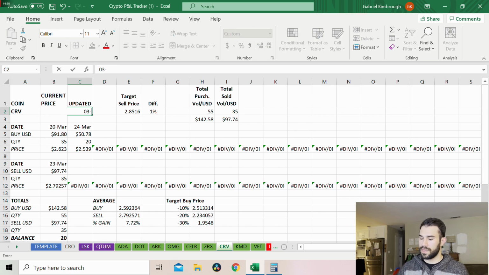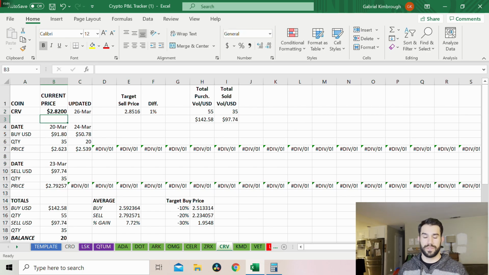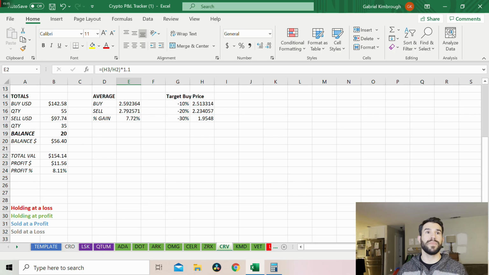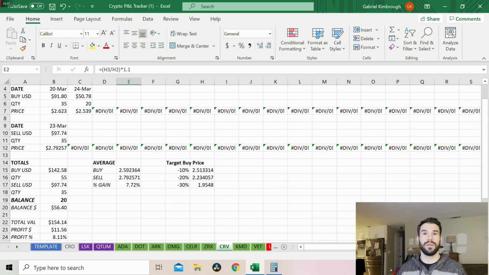2.82. Update that today. So as of now, my target sell price, this is sort of the minimum if I'm going to sell it, is at 2.85. So I'm off of that by 1%. So if it goes up by 1%, then I'll be in that range where I would feel okay selling it. Still a little bit of a profit, 8%.